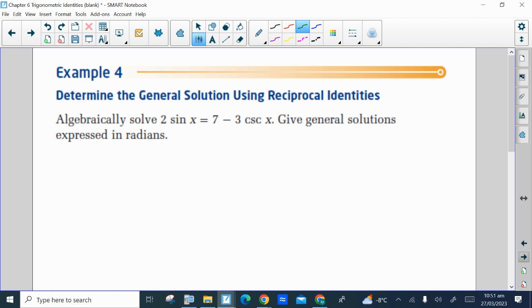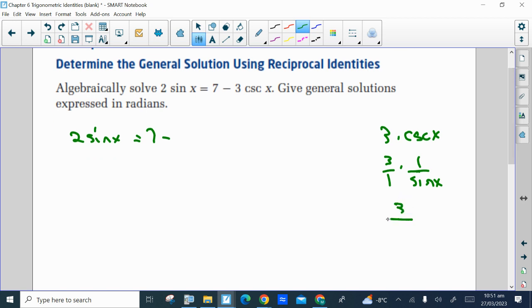So looking at this one, we've got a reciprocal ratio in there. Remember, cosecant is 1 over sine. So 3 times cosecant, if I just do this on the right side here, 3 times cosecant of x is the same as 3 over 1 times 1 over sine of x. If you multiply fractions, it's top times top, bottom times bottom. So that becomes 3 over sine x. That's what that 3 cosecant x can be written as, 3 over sine x.